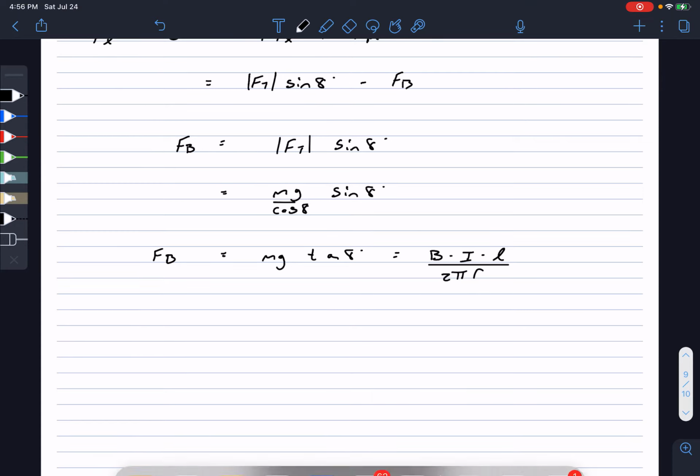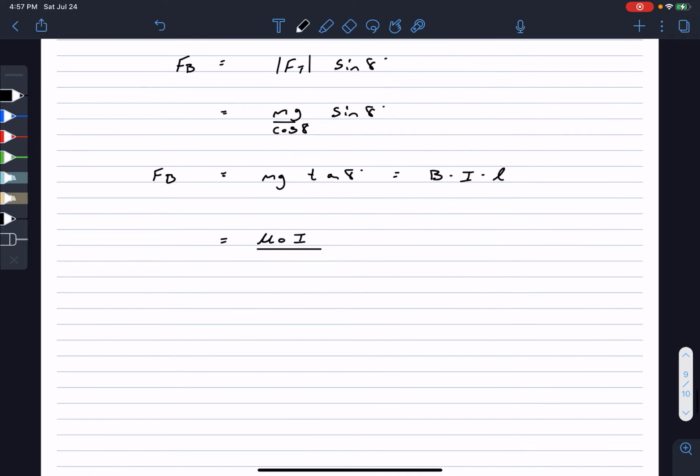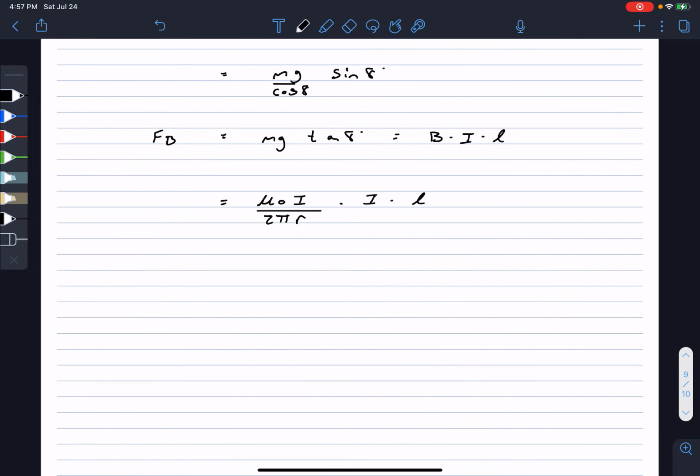This is also going to be, because we can open up the magnetic field, right? This would be sine of an angle between them, which would be 90 degrees for this case. So the magnetic force is equal to mg tangent 8 degrees, and that's equal to B times I times L, right? If we open up the magnetic force, then we have mu naught over 2 pi r, then times the current times the length. Okay, so that's what we're after here.